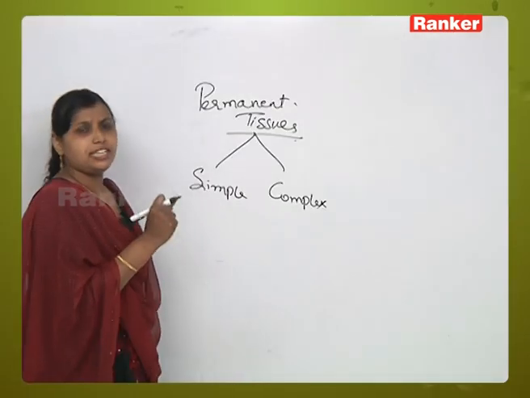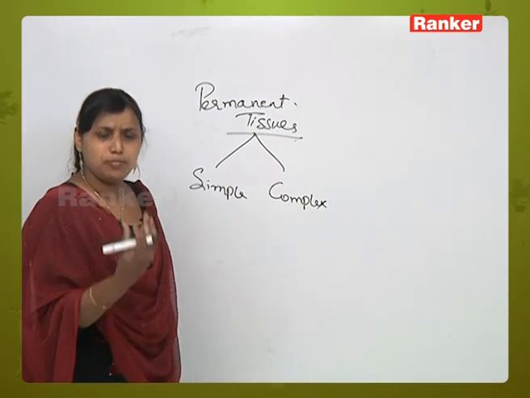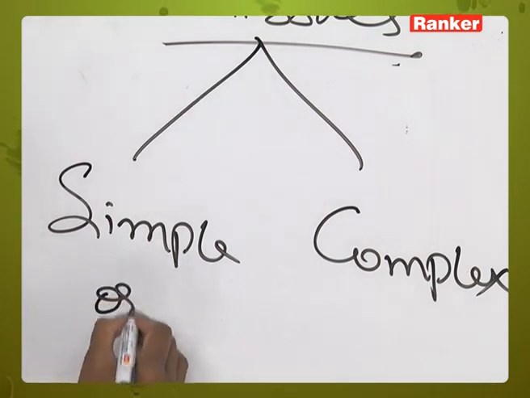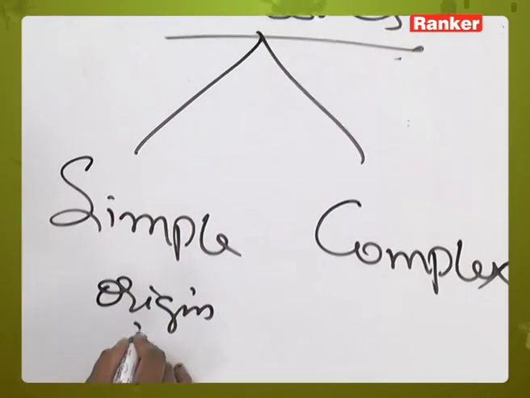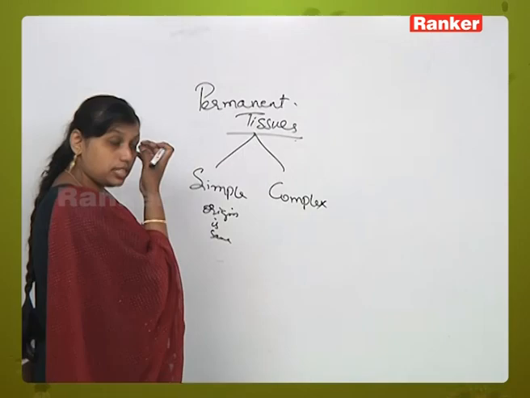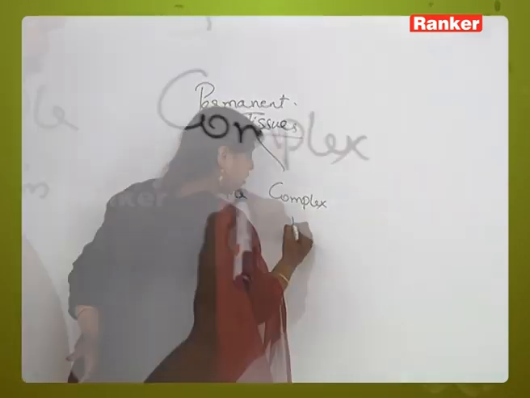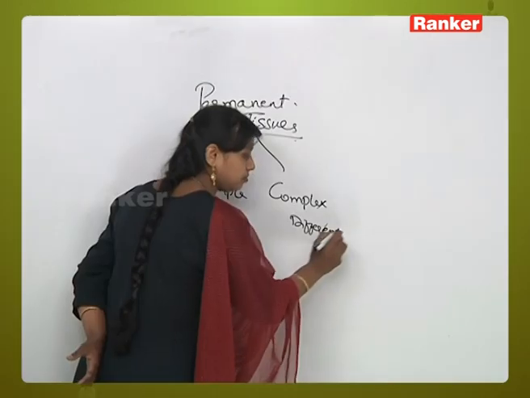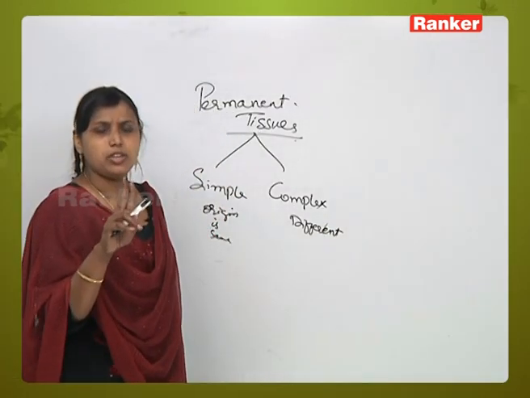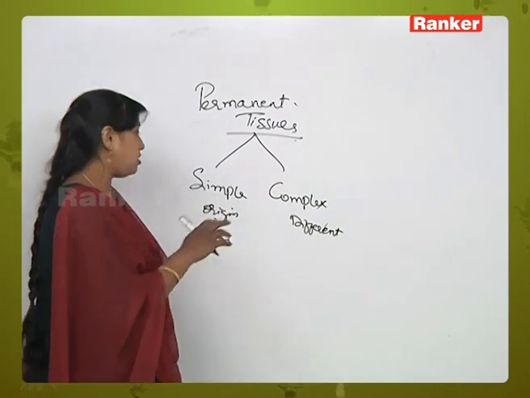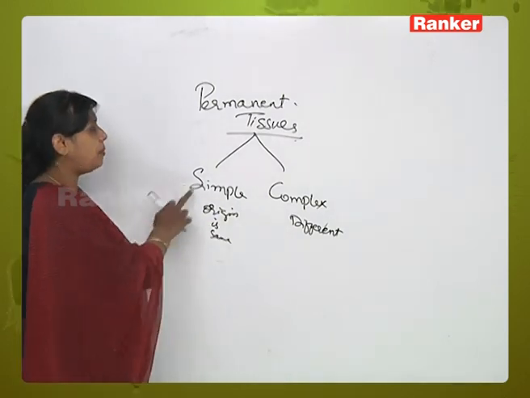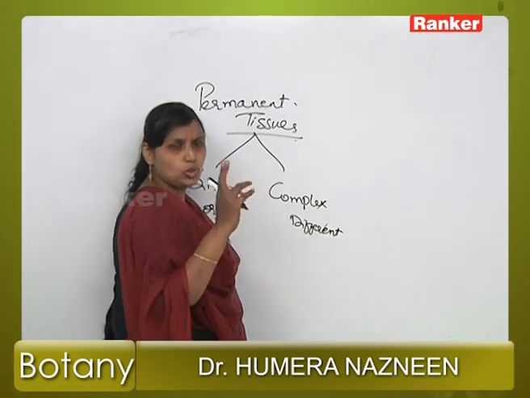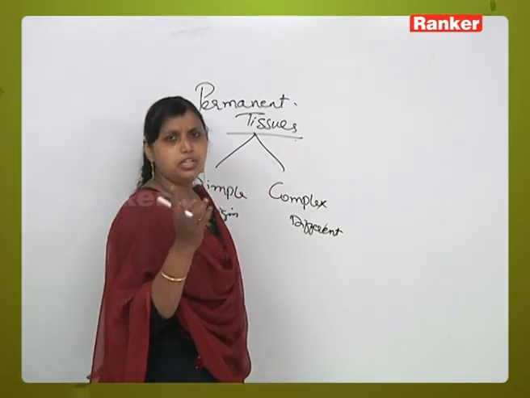Simple tissue is a type of tissue which has the same type of cells, same structure, same origin. Complex tissue has different origins or different types of cells. Same type of cells with the same origin, structure and function are called simple permanent tissues. A complex tissue is a type of tissue which has two different types of cells performing the function.